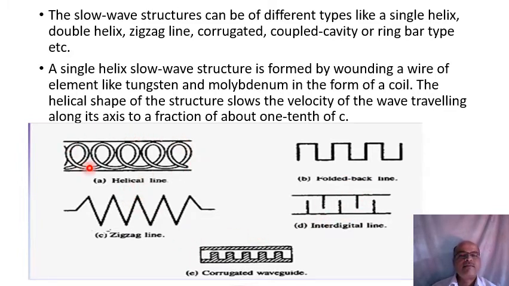Generally, the helical wave structure is preferred. A single helix wave structure is formed by winding a wire of an element like tungsten or molybdenum in the form of a coil. The helical shape of the structure slows the velocity of the wave traveling along its axis to a fraction of about 1/10 of the velocity of light, that is 1/10 of c.